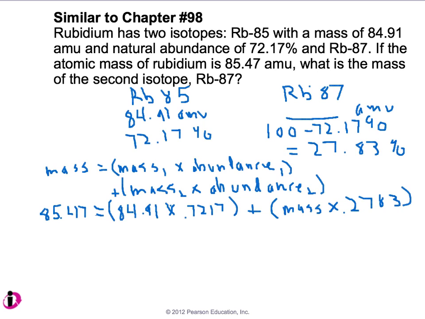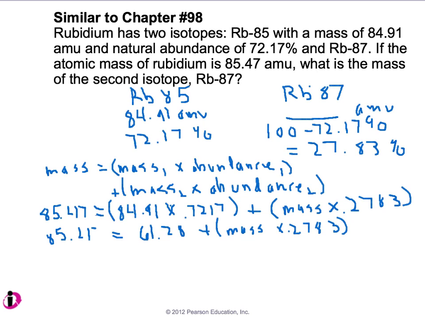So if I multiply that 84.91 times 0.7217, we get, again, I'll round to sig figs, about 61.28. 4 sig figs sounds about right. Alright, so we're just simplifying. That's all I'm doing. Just like good old algebra class.